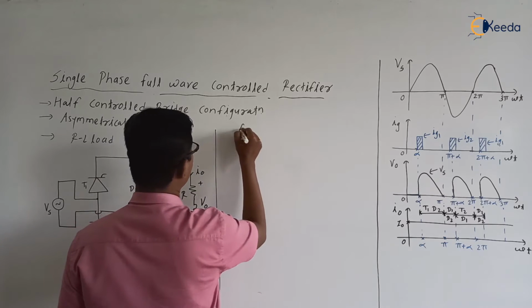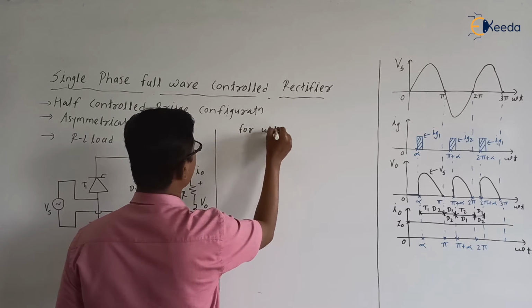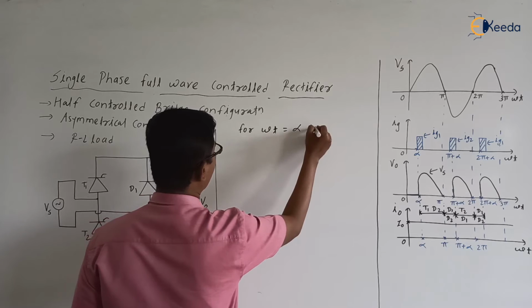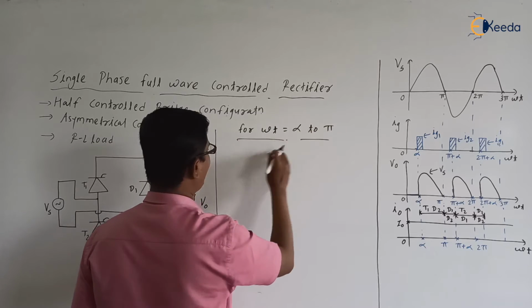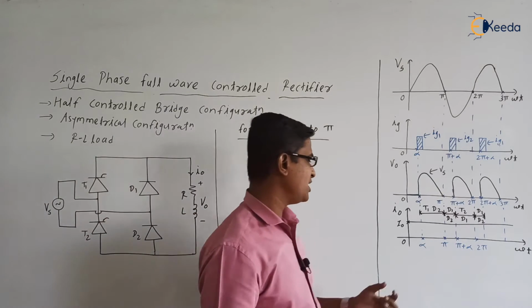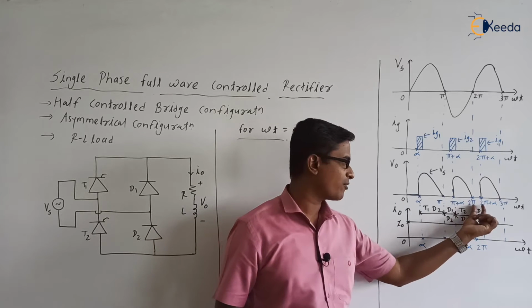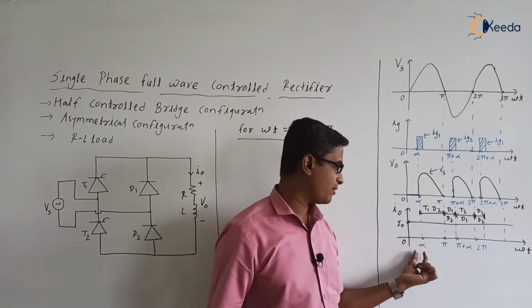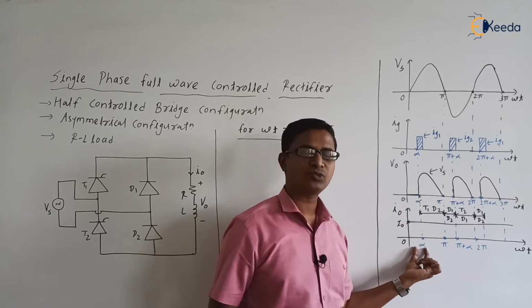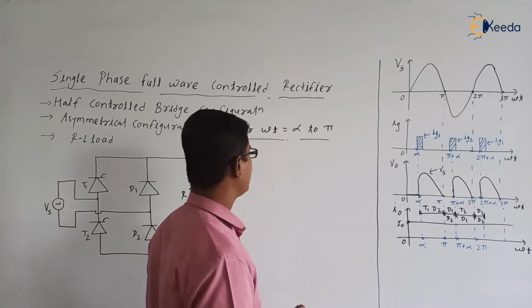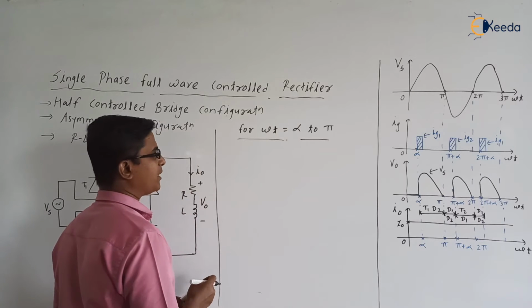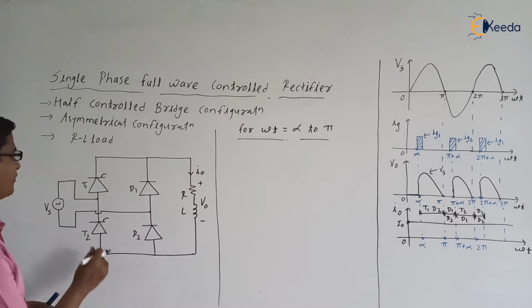Let us start with omega t equal to alpha to pi. We'll discuss 0 to alpha, the very first cycle, later on, because whatever the pulse we are having from 2 pi to 2 pi plus alpha, ultimately we are going to copy it to the 0 to alpha. Next, from alpha to pi, the gate pulse is applied to thyristor T1.